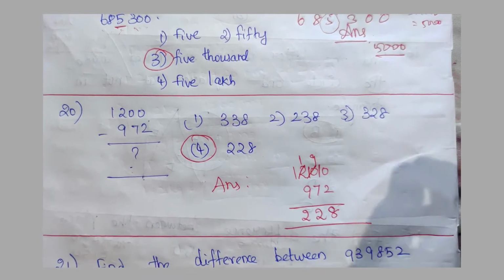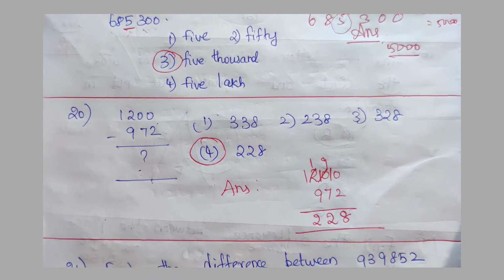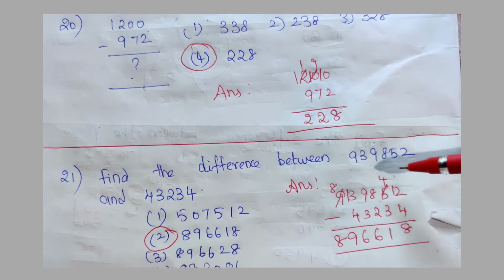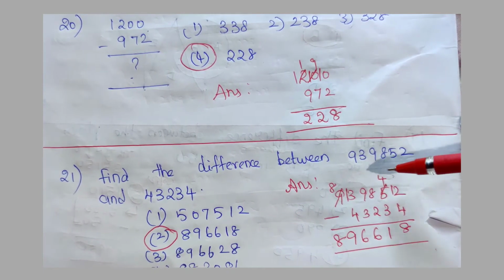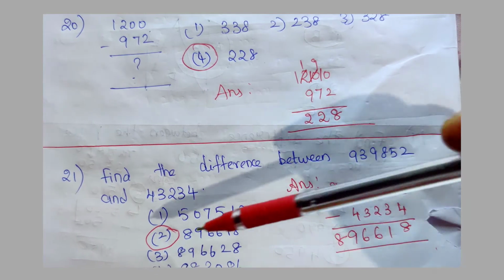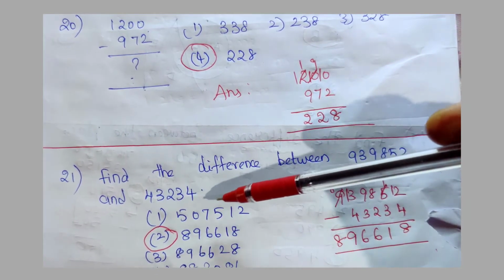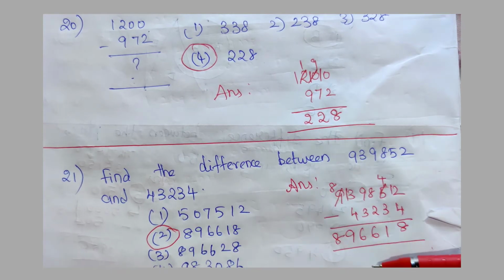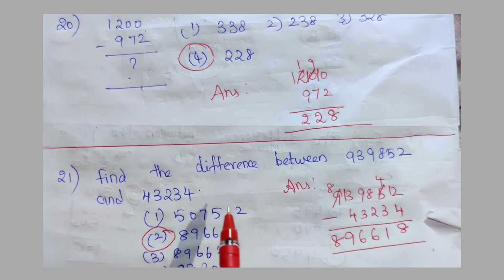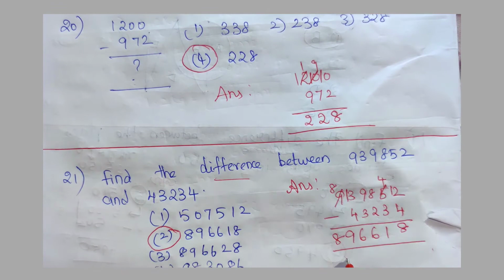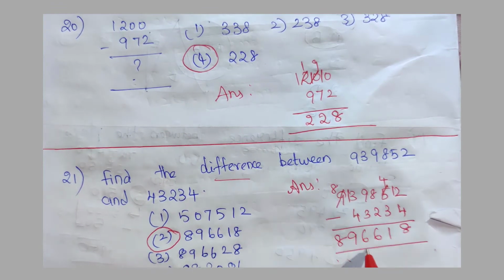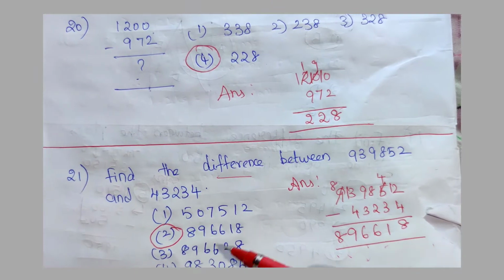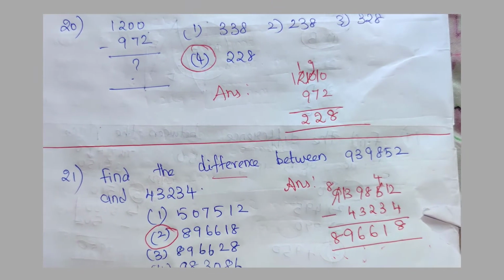Next question, find the difference between 9,39,852 and 43,234. So if you are finding the difference, difference means what? Subtraction. You will be getting 8,96,618. So your answer is second option.